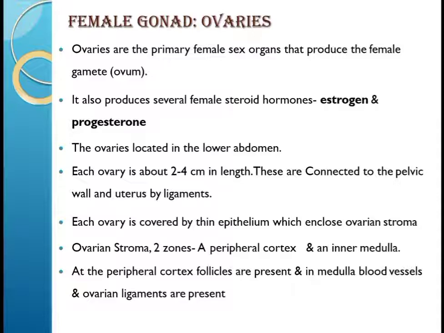Each ovary is covered by a thin epithelium enclosing the ovarian stroma, which contains connective tissues, blood vessels, and mature follicles. The stroma is divided into two parts, that is, a peripheral cortex and an inner medulla. The ovarian cortex contains many rounded or oval bodies called ovarian or Graafian follicles at various stages of development, which ultimately give rise to ovum.